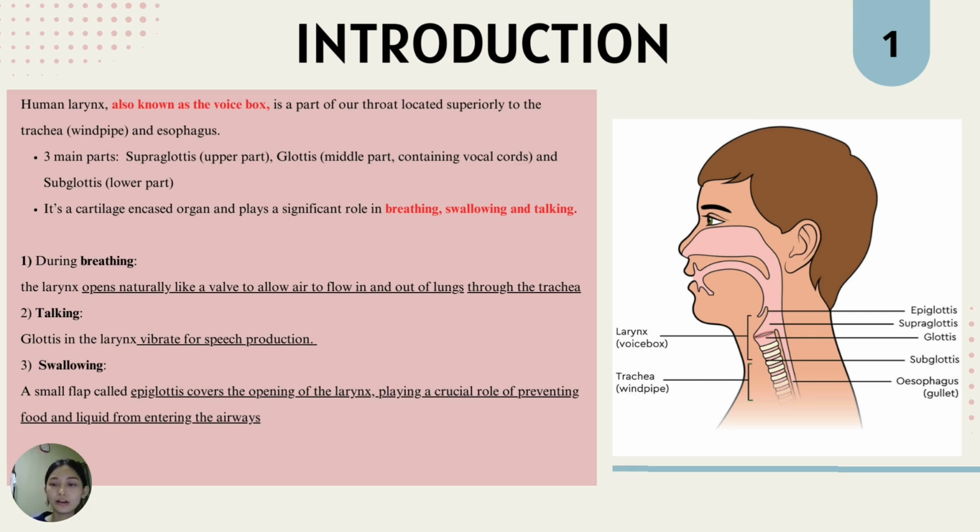Now let's talk a little bit more on the function of the larynx. First, during breathing, the larynx will close and open naturally like a valve to allow air to flow in and out of the lungs through the trachea. Second, the glottis, which is the part containing the vocal cords in the larynx, will vibrate for speech production. That's why I can talk like now. And third is swallowing. During the swallowing process, a small flap called the epiglottis will cover the opening of the larynx, playing a crucial role of preventing food and liquid from entering the airway.